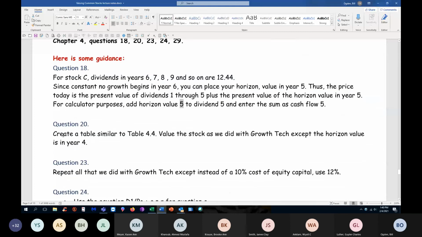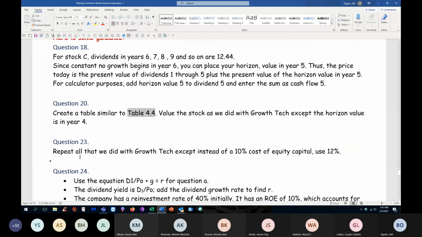Okay, now question 20. In order to work this, you have to create a table similar to what we did in class, similar to table 4.4. That's what we did in class. Except you might recall that in our table, in year 3, we changed the payout ratio and changed the ROE. This one, the change in the ROE doesn't occur till year 5. So you work everything we did similar to table 4.4, but your horizon value is in year 4. All right, let's see if you can do that.